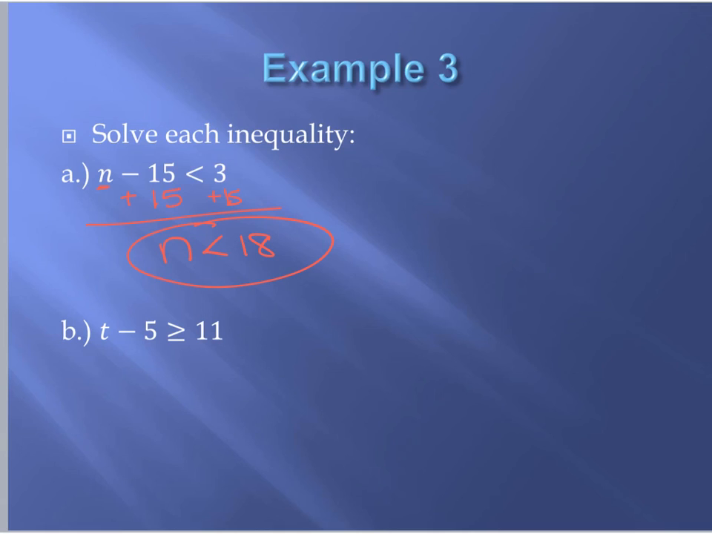And for part B, I have t minus 5 is greater than or equal to 11. So here, to undo the subtraction of 5, I'm going to add 5. And I'm left with t is greater than or equal to 16.